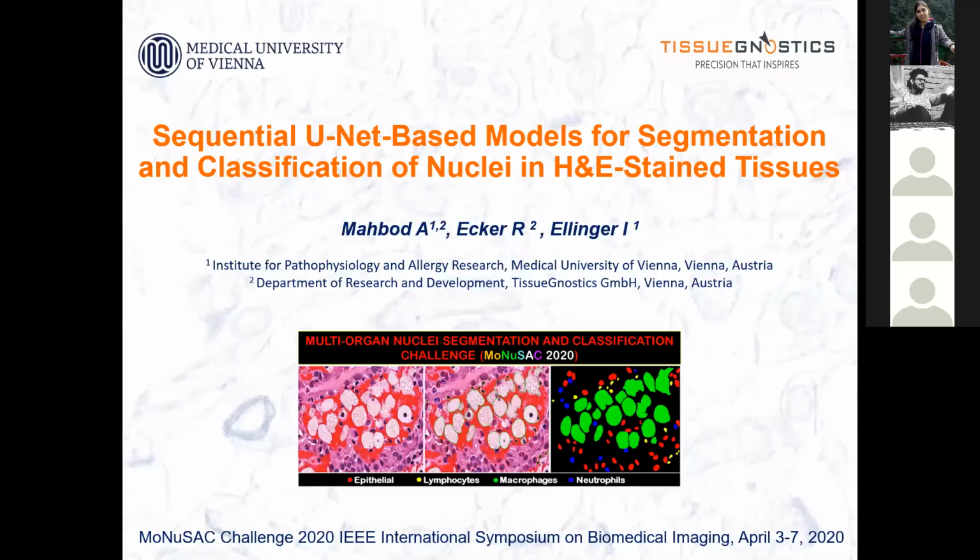Okay, welcome to my presentation. My name is Amiraza Mahbood, and I'm doing a postdoc at Medical University of Vienna in collaboration with Tissue Gnostic. And today I'm going to talk about my developed method for the multi-organ nuclei segmentation and classification challenge. The topic of my presentation is a sequential U-Net-based model for segmentation and classification of nuclei in HE-stained tissues.